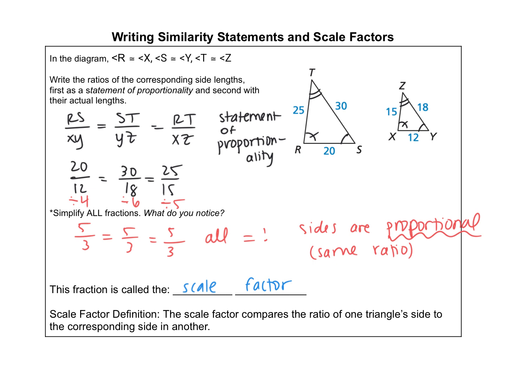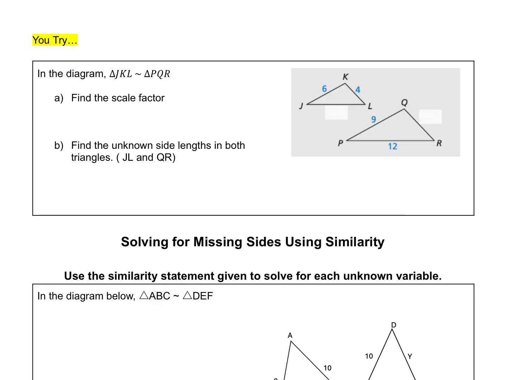Okay, I lied. We're going to do one more example, and then we'll be done. I know, I'm sorry. One more example. Go to the next page. I just want you to do this example right here. I would start, if I were you, by looking at this statement right here and figuring out which sides go together. So start with your statement of proportionality. Which sides go together?